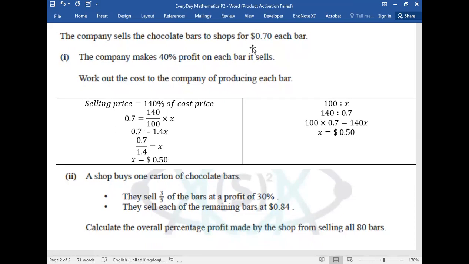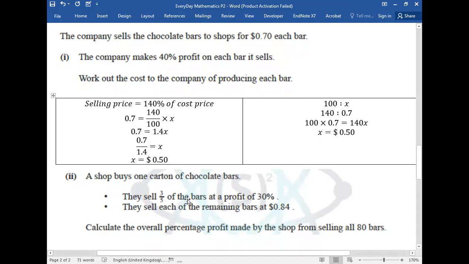Take your time, understand it. The company, the factory sells it for $0.7. The shop buys it for $0.7, obviously. So the $0.7 has now become the cost price for the shop. Every bar, and there is a carton, so there are many bars. I do not know how many bars there are. Let's see if the question tells us or not.